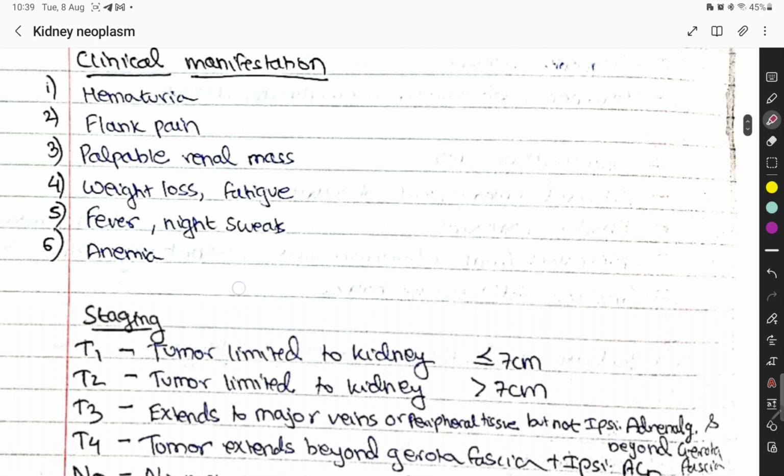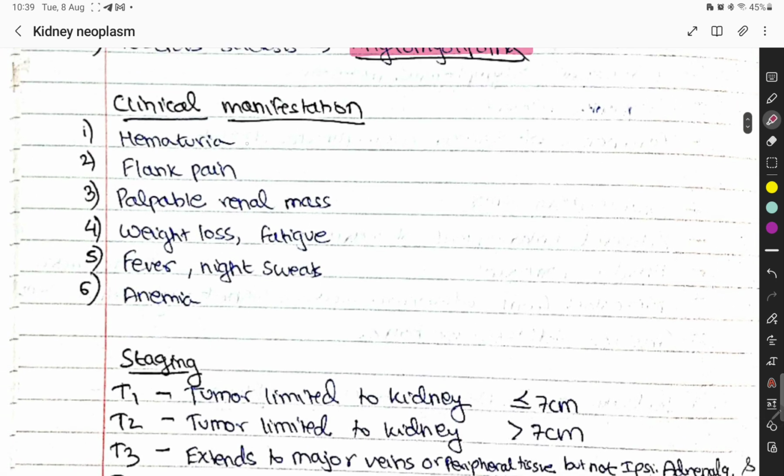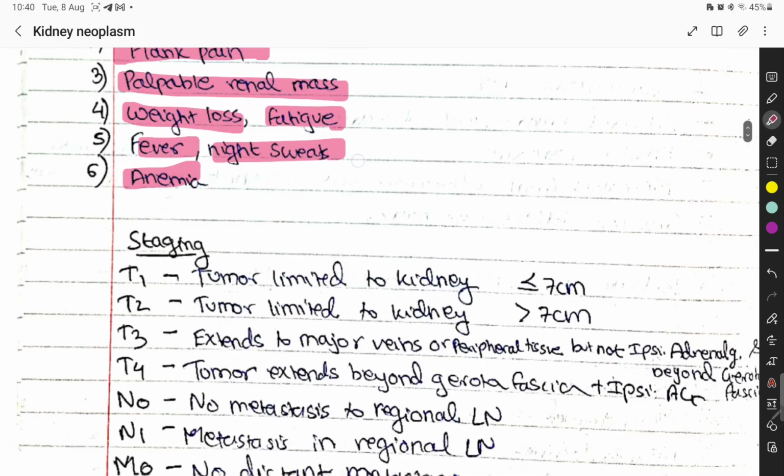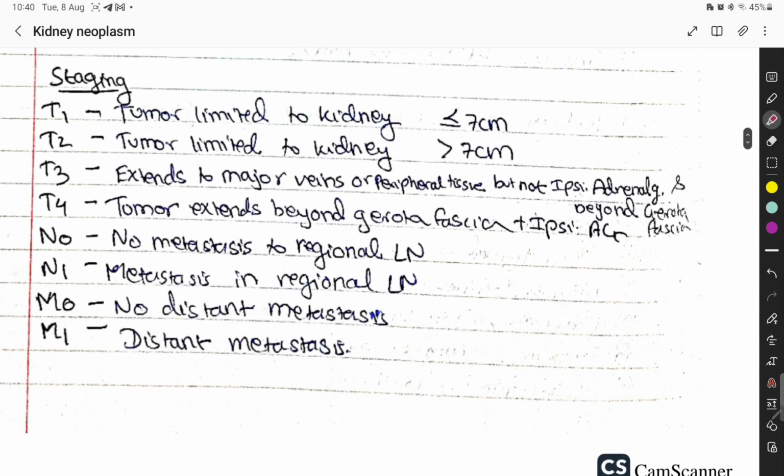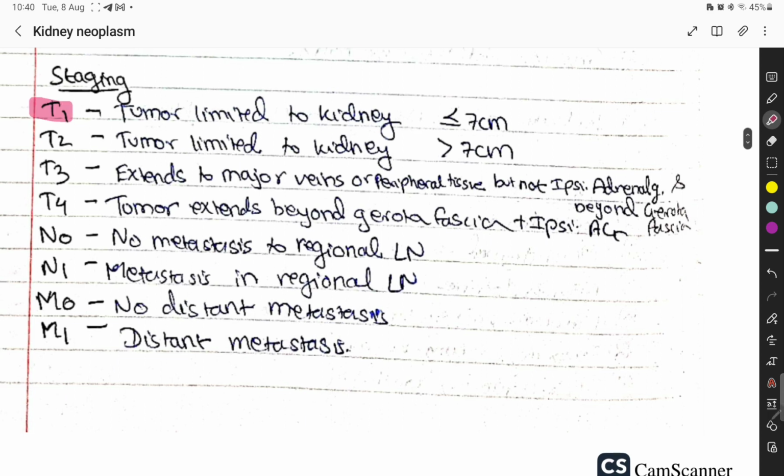Okay, now clinical manifestation is hematuria. Hematuria is blood in the urine, flank pain, palpable renal mass, weight loss, fatigue, fever, night sweats, and anemia. Staging, okay. For staging, T is for tumor, N is for lymph nodes involved, and M is metastasis.